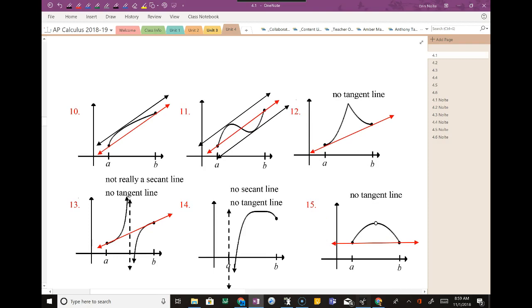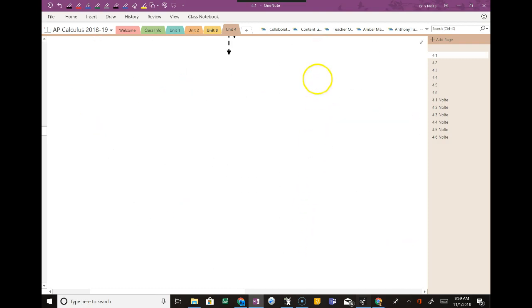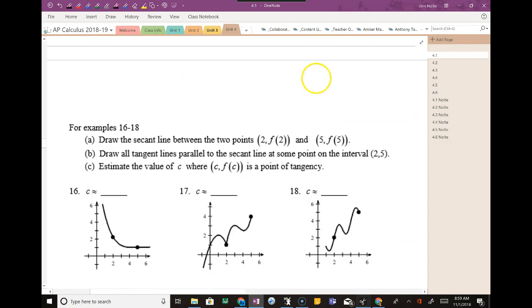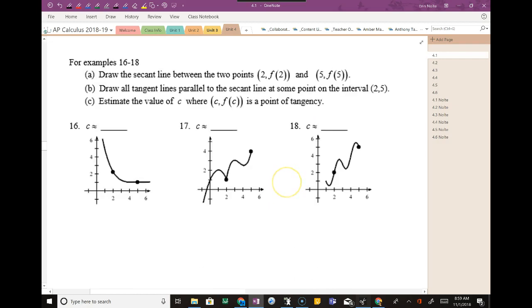Okay. Oh, there's the solutions. That's good. We got them right. That's weird. Okay. Do you guys have this? Yeah. Oh yeah, I do. Okay. That was weird. Okay.